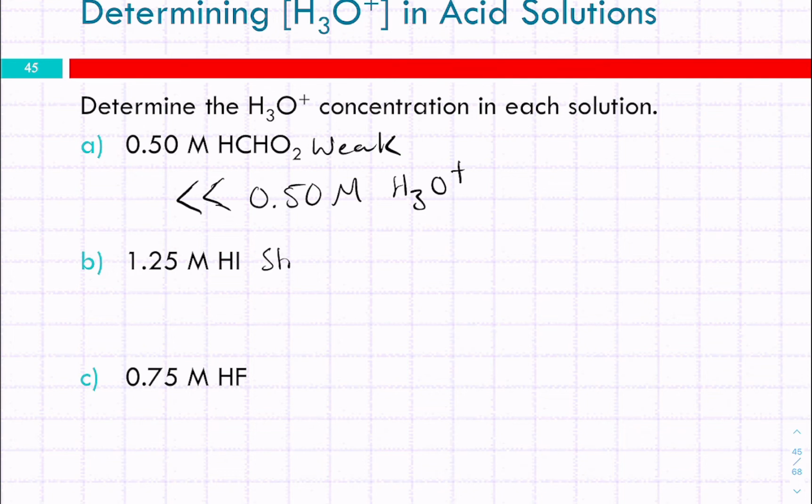So this one is a strong acid. So our concentration of H3O plus is going to be, again, this 1.25 molar times the number of hydrogens. In this case, there's just one hydrogen, so it's the same. So 1.25 molar H3O plus.